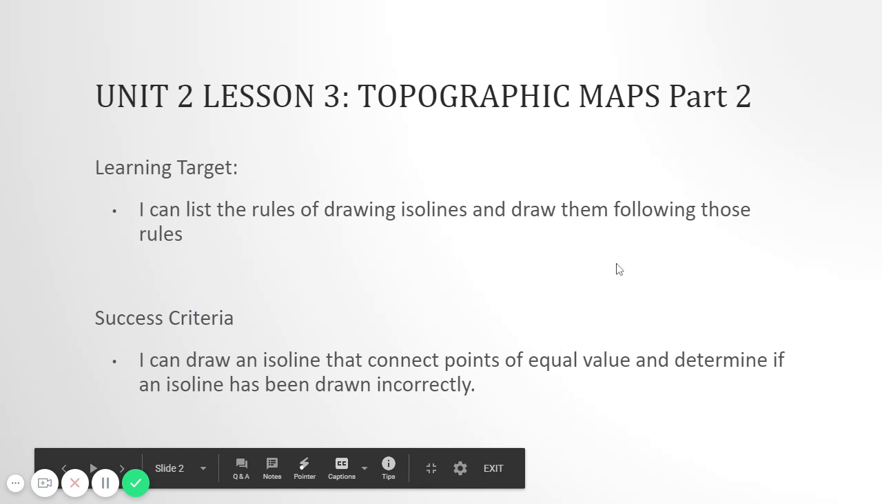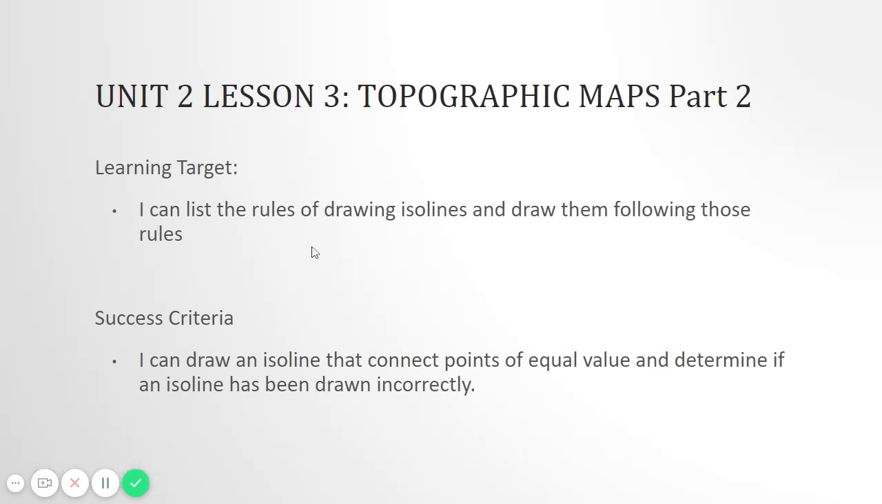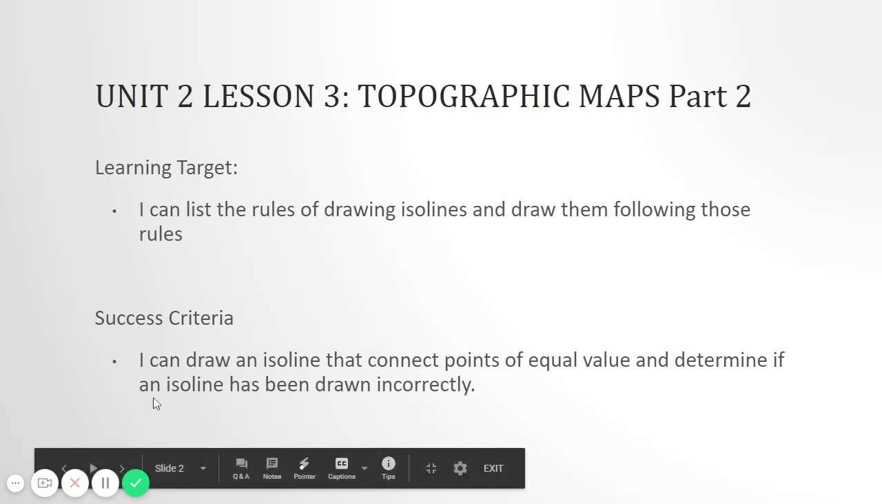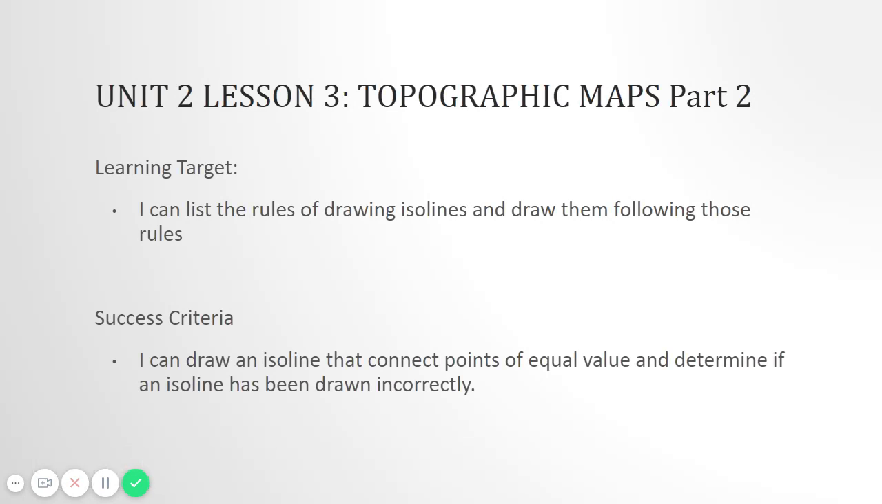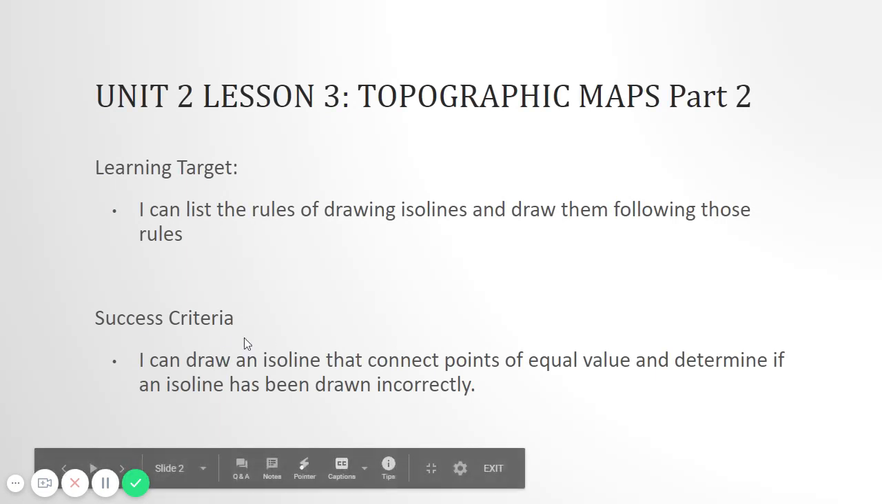So our learning target for today is I can list the rules of drawing isolines and draw them following those rules. And our success criteria is I can draw an isoline that connects points of equal value and determine if an isoline has been drawn incorrectly. So we're going to look at, there are 5 rules for drawing them in. We're going to look at what they are, and then we're going to look at some examples and make sure we understand how to draw our own in.